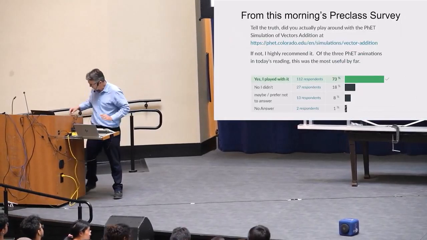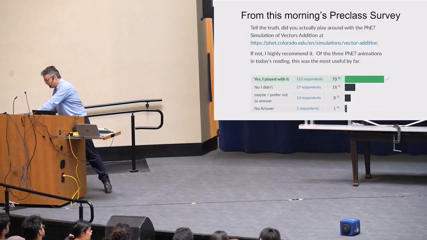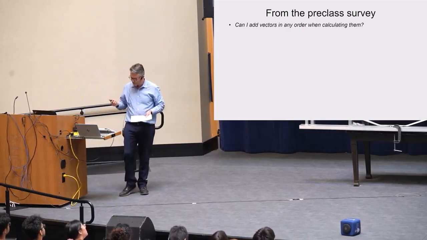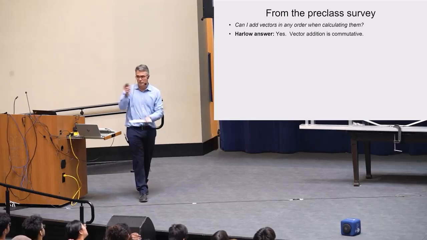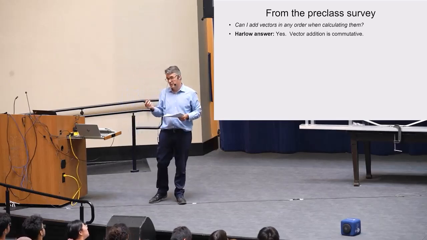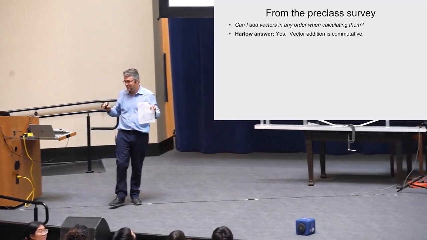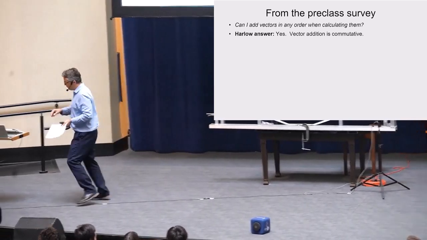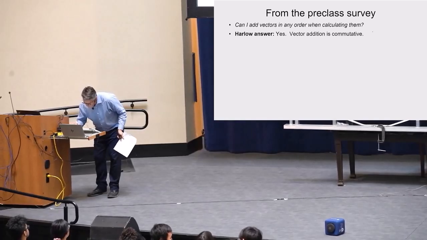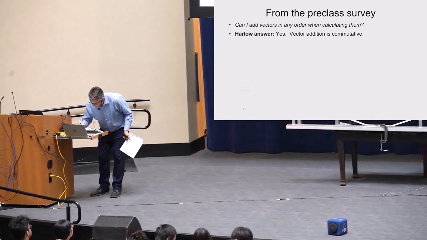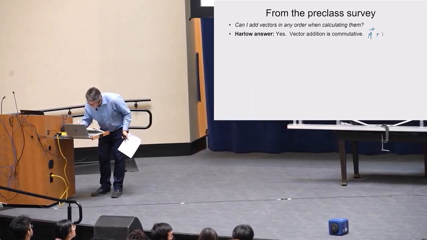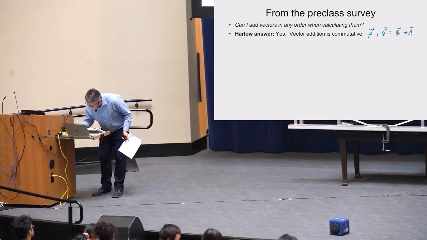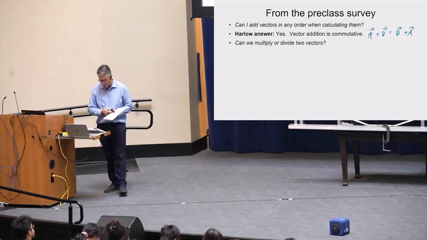Okay. I had some physicsy questions on here. Can we add vectors in any order when calculating them? So it turns out that vector addition is what the mathematicians call commutative, which means you can just flip it around. It means that A plus B equals B plus A. Doesn't matter what order you add them in.